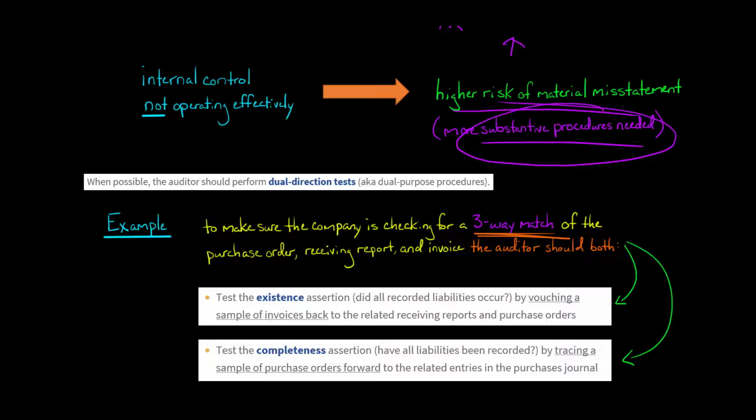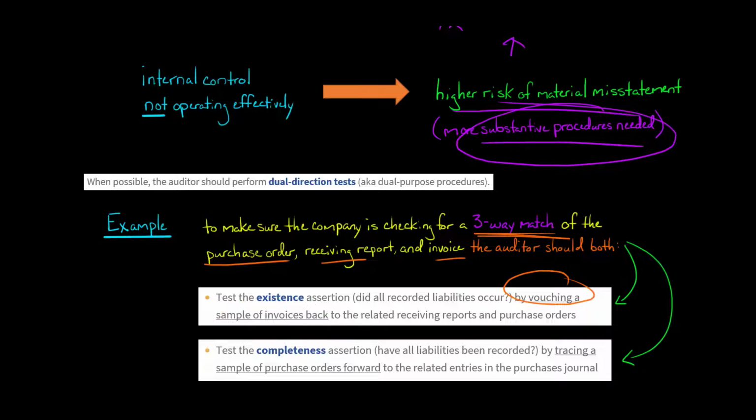It doesn't guarantee that there was an actual legitimate order and so forth, but when you have a purchase order, receiving report, and invoice, that's pretty strong evidence that there was actually a purchase transaction, that the company has a liability. Now, in terms of testing the existence assertion, does this company actually have a true liability? What the auditor can do is vouch a sample of invoices.